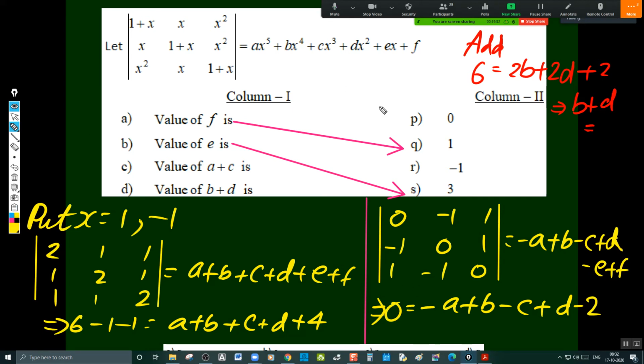This becomes 0, then this becomes 4. Then 2 by 2, 1. This is 1 place, b plus d is 1. What Dhananjay is saying, he wants to directly find out the determinant. You can do it like that also. B plus d is again 1.